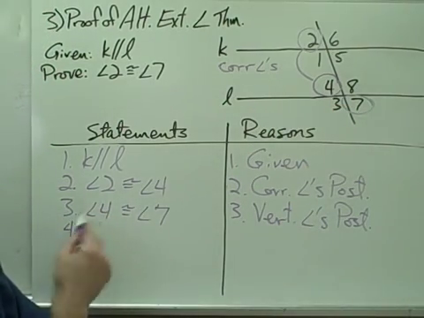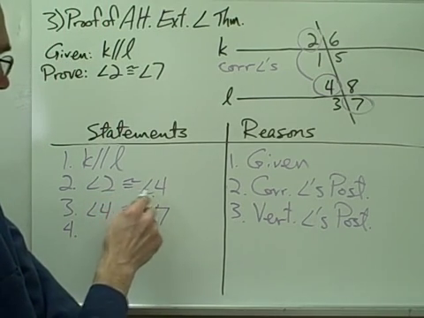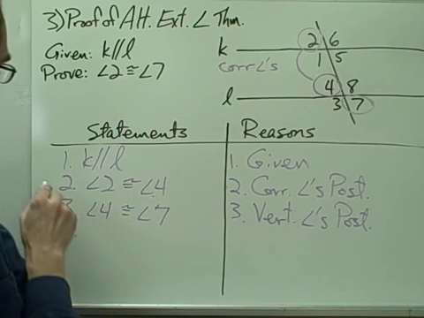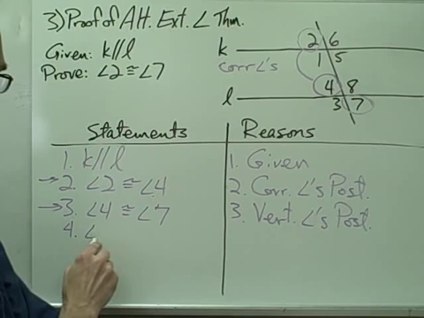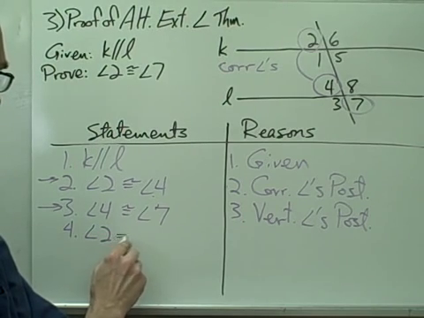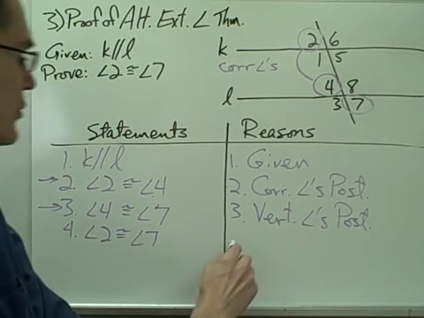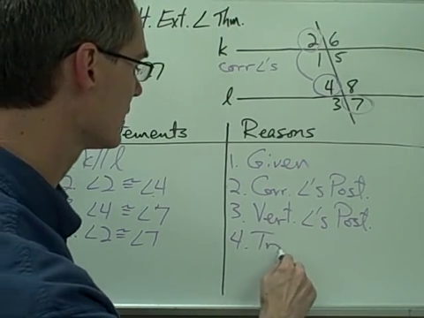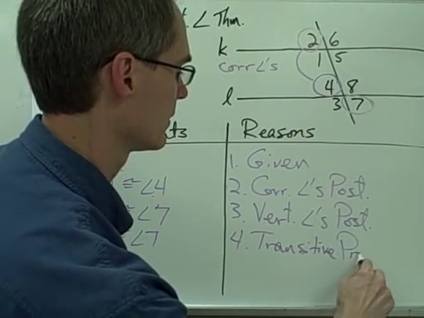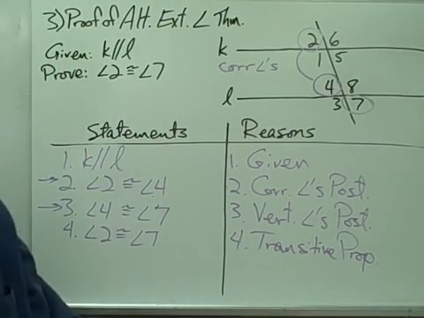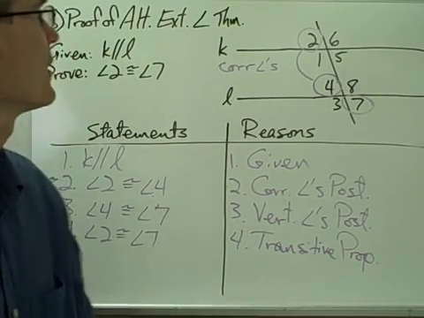Now again, just like in the proof from example number 1, I've got angle 2 congruent to angle 4 congruent to angle 7, so I'm going to use these two statements and I'm going to put them together using the transitive property of congruence. Angle 2 is congruent to angle 7 by the transitive property of congruence. And I've just proven the alternate exterior angles theorem.